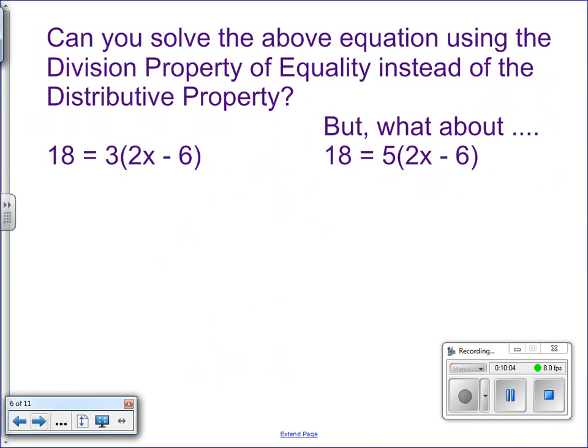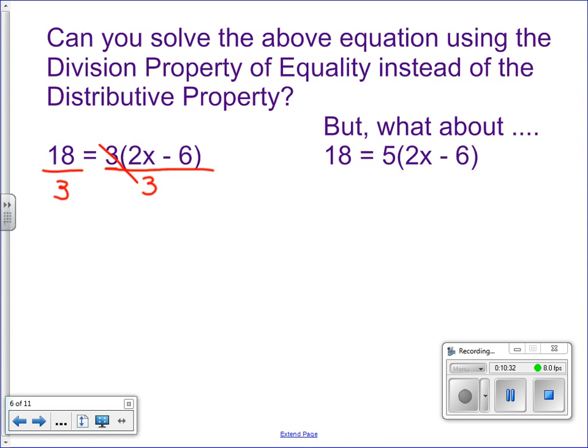All right, now, here's a question. Can you solve the above equation using the division property of equality instead of the distributive property? What they mean by this is, since our multiplier here is 3, could we simply not just divide this side by 3 and divide the left side by 3? The answer to this question is yes, we can.